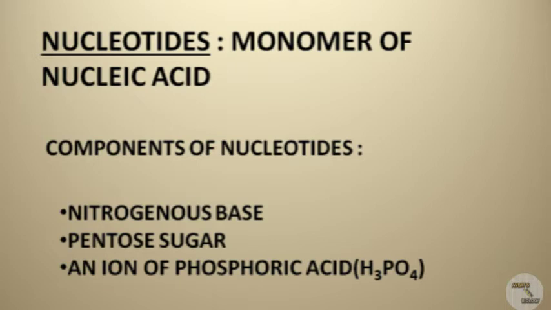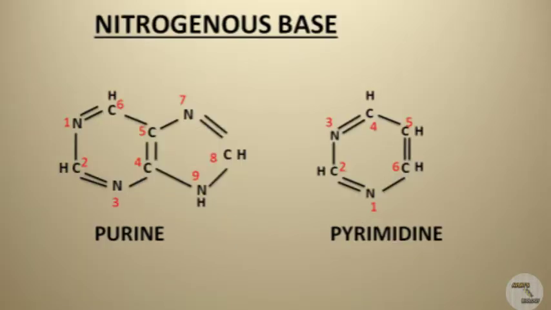So, the monomeric units of nucleic acids are called nucleotides. These nucleotides are composed of three components: a base that has a nitrogen atom or a nitrogenous base, a 5 carbon sugar or a pentose sugar, and an ion of phosphoric acid or a phosphate group. The nitrogenous bases are heterocyclic, planar and relatively water insoluble aromatic molecules. There are two general types of nitrogenous bases in both DNA and RNA, and these types are purines and pyrimidines.